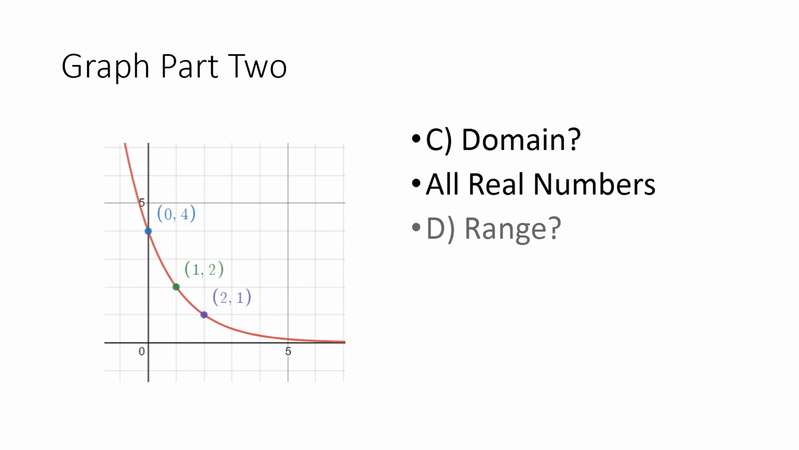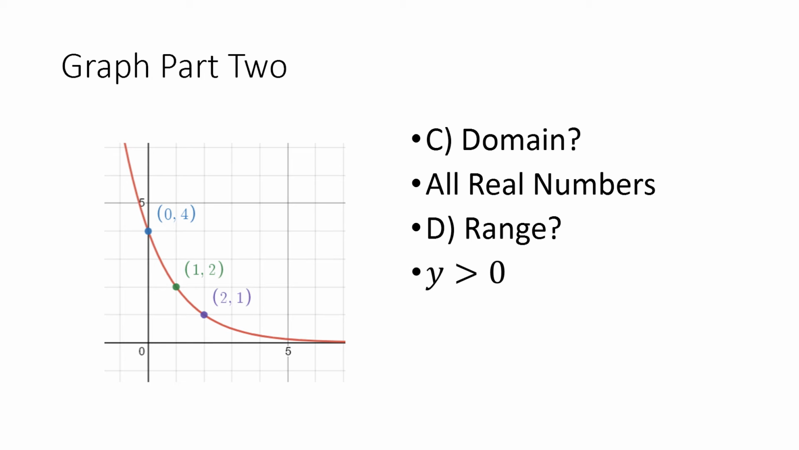Range is a little different. It's all possible y values, and y values are associated with this vertical axis. Well, you are going to go up forever, it appears, but it looks like you're going to stop going down here. As a matter of fact, we call this x-axis an asymptote, a line that a graph approaches more and more closely, but never actually touches. For that reason, we say our range here is y greater than 0.